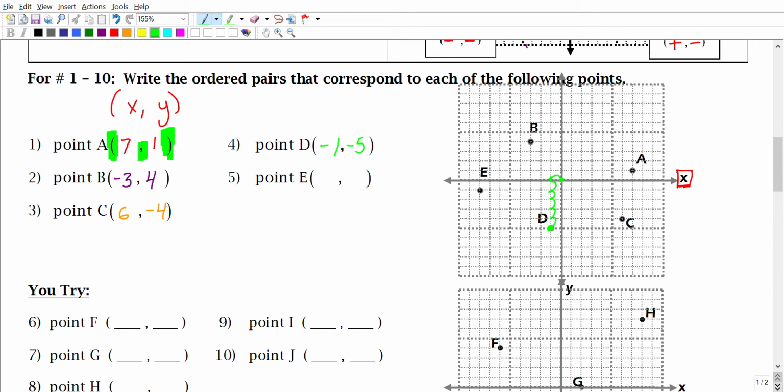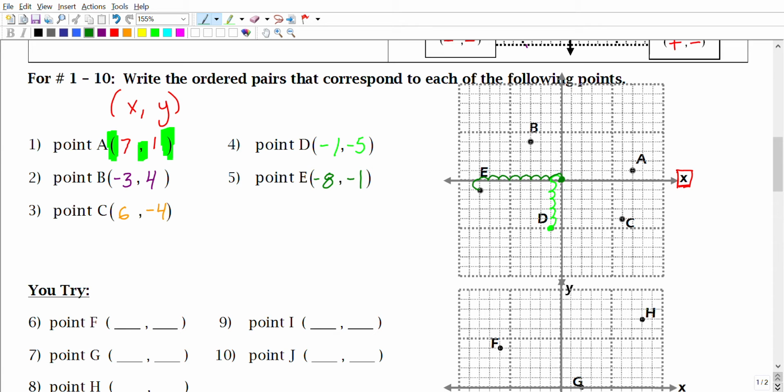Okay. And finally, let's go ahead and take a look at letter E. So once again, start at your origin. In this case, E is to the left side. It's in the third quadrant. So I'm actually going to go left. So 1, 2, 3, 4, 5, 6, 7, 8. So I went negative 8 and down 1.